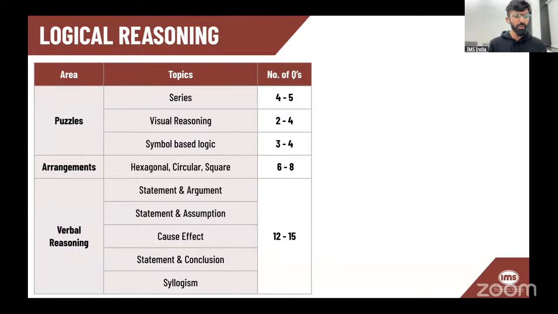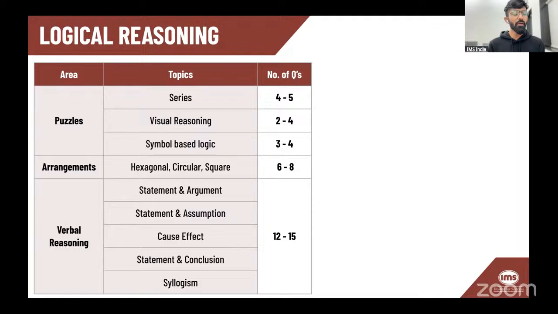There were questions on puzzles, which were in the form of series. There were questions in visual reasoning. Then there were questions on symbol-based logic, where it was written as plus is actually multiplication, division is actually subtraction, and so on. Visual reasoning again was something where some students encountered 2 questions, some also encountered 4, but then there were students who got 0 questions on visual reasoning. So there are chances that you may not encounter visual reasoning at all in your paper.